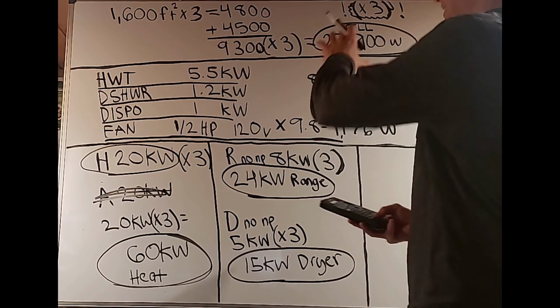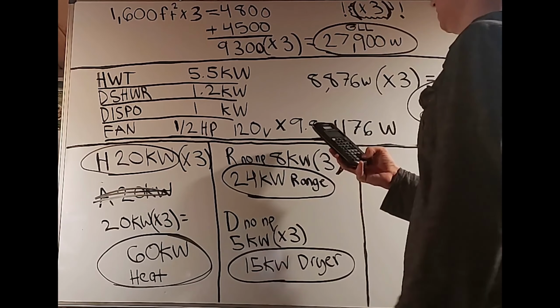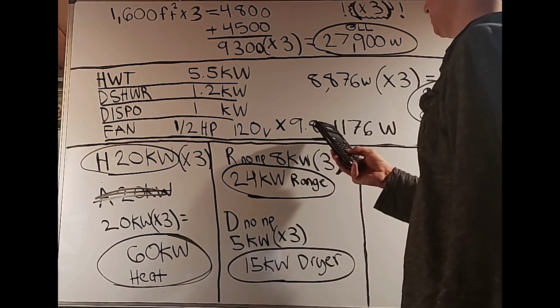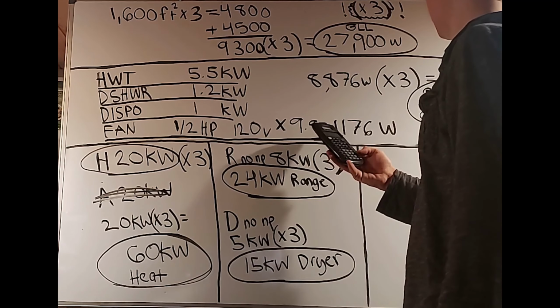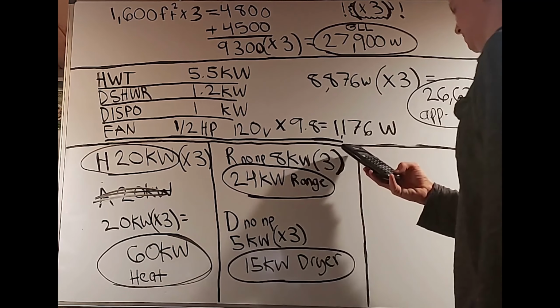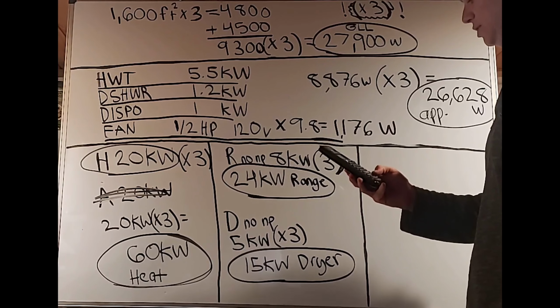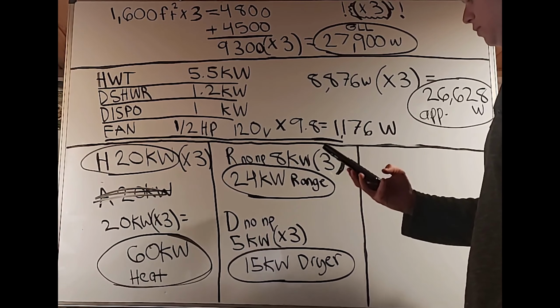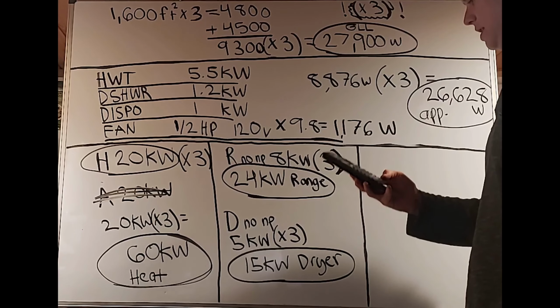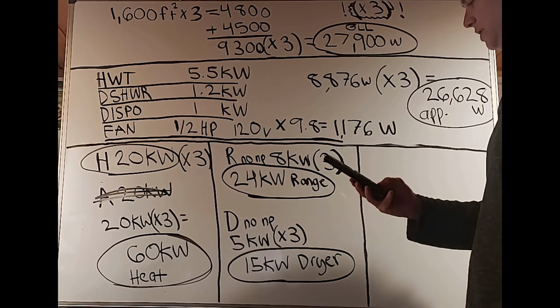Okay, so now we're going to add everything together from the top down. We're going to start with the general lighting load. We have 27,900. We're going to add the appliances, which is 26,628. From there, we're going to add the heating, which is 60,000. From there, we're going to add the range, which is 24,000. And then we're going to add the dryer, which is 15,000.